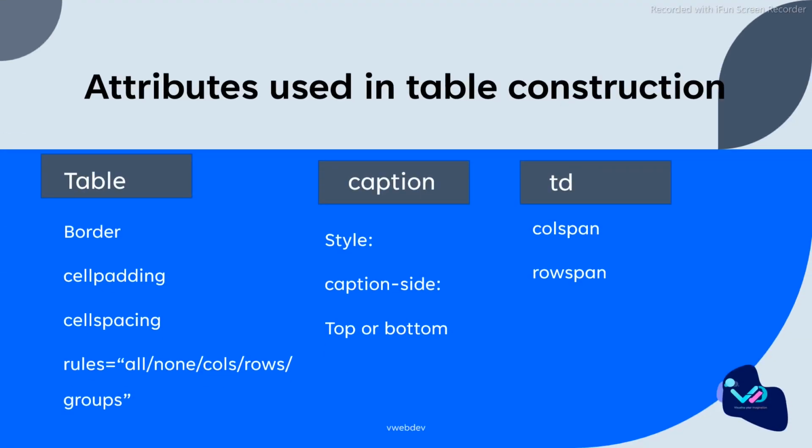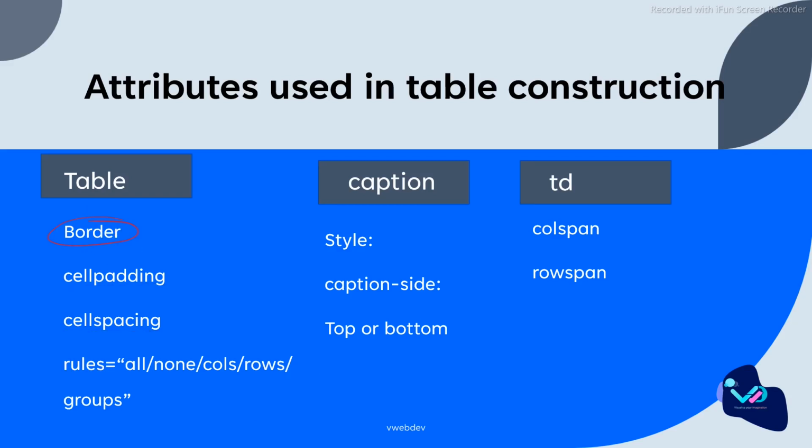Now let's look at the attributes that are used in the table. Based on the different elements, we have different attributes. In the table element's opening tag, you can write these attributes inline. That is, we can specify the border, the cell padding, the cell spacing, and then rules. Let's start with border.